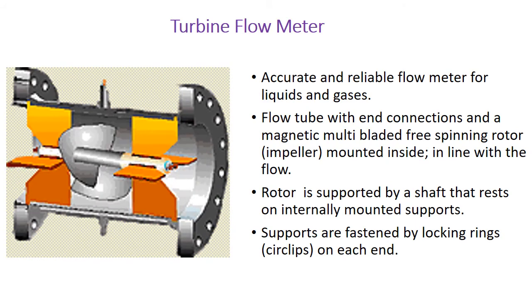Turbine flow meter is a very accurate and reliable flow meter for liquids and gases. A flow tube with end connections and a magnetic multi-bladed free spinning rotor, that is an impeller, is mounted inside in line with the flow. This rotor is supported by the shaft that rests on internally mounted supports, and these supports are fastened by locking rings.